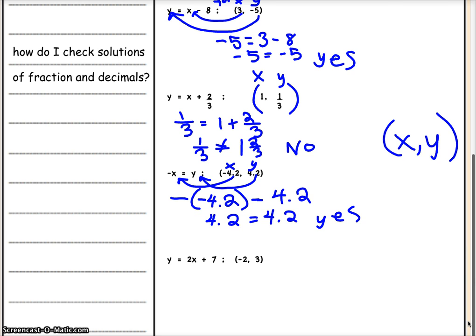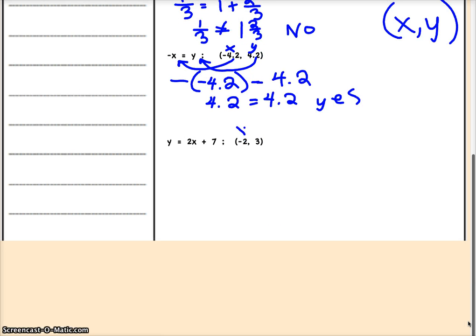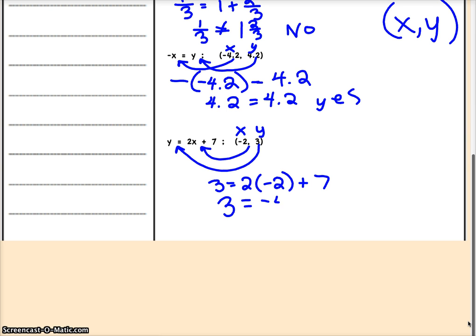Last one that we'll do, x, y. X goes to the x, y goes to the y. Does 3 equal 2 times negative 2 plus 7? Does 3 equal negative 4 plus 7? 3 does equal 3, so another solution.